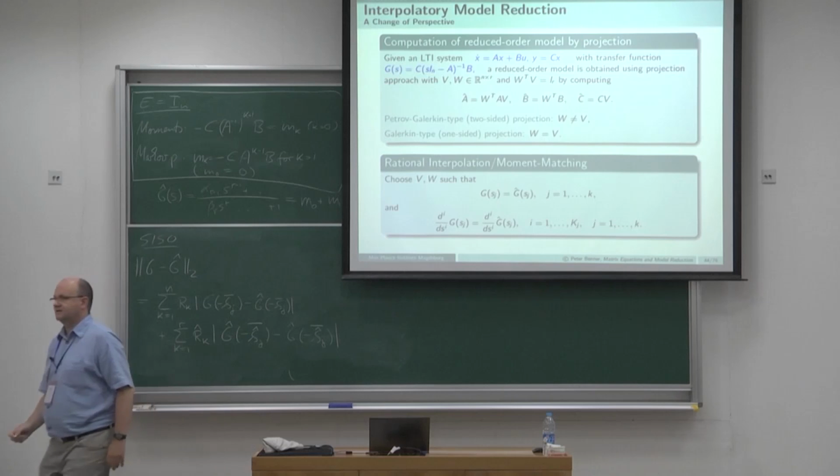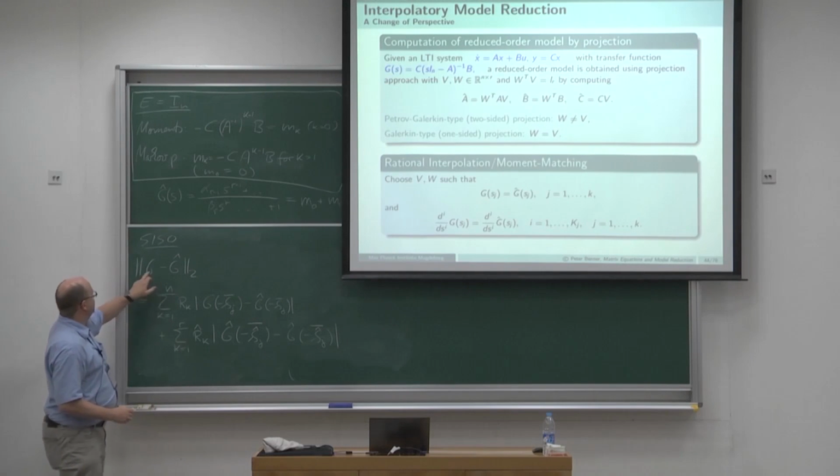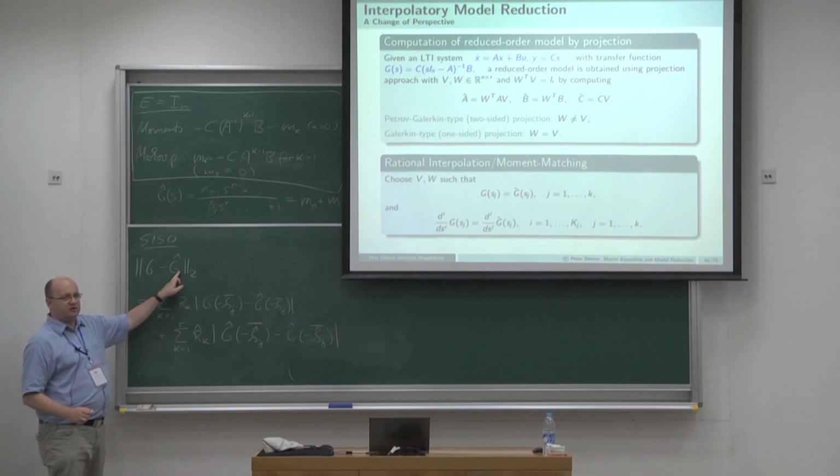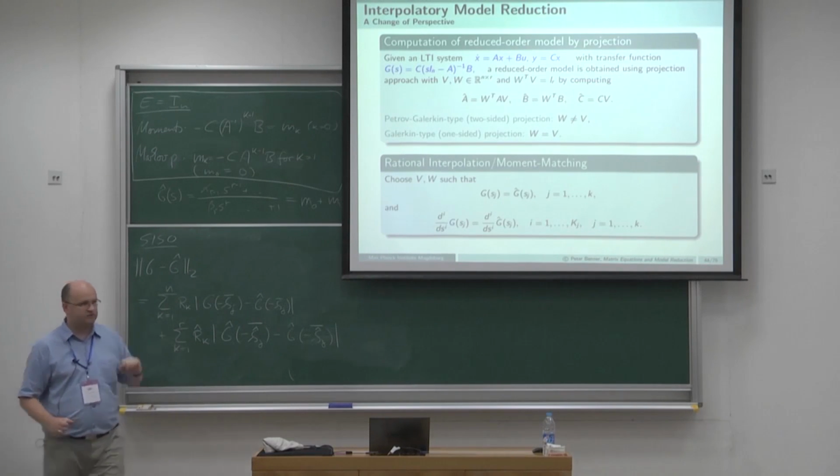Correct? Okay. So what do we see? That's the H2 error in our reduced order model. That's a general formula.